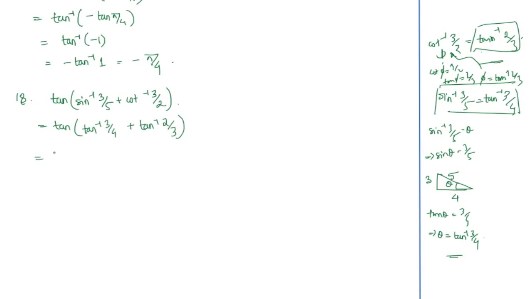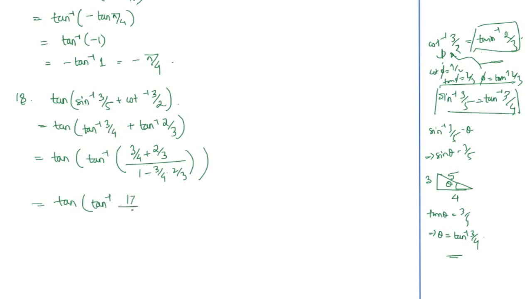Alright, now we can integrate these two parts into a single tan inverse, and we know the formula very well, that is 3 by 4 plus 2 by 3 by 1 minus 3 by 4 into 2 by 3. So it is going to give me tan of tan inverse. Now what is it? This is going to give you 9 plus 8, that is 17, 17 by 12, 12, and here it is going to give you 17 by 6 finally. Now tan inverse 17 by 6 is clearly 17 by 6, and there are no constraints over it. Okay, so I guess this was pretty easy.